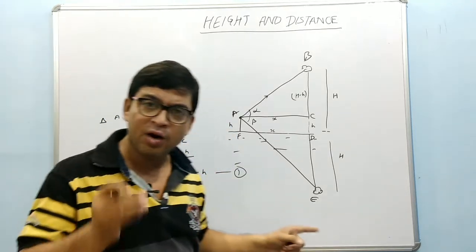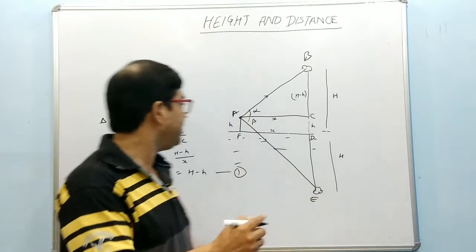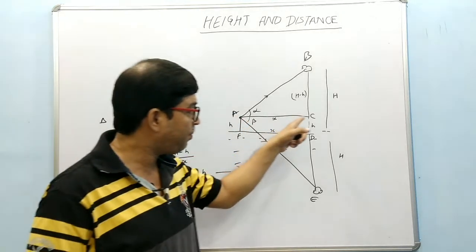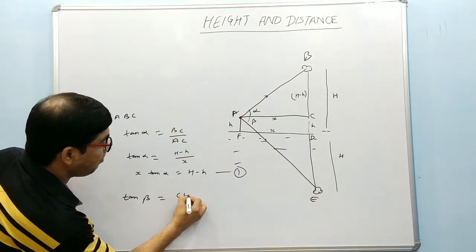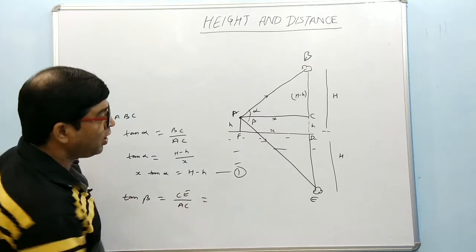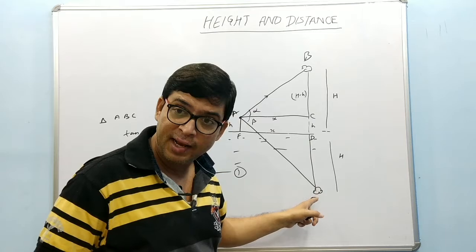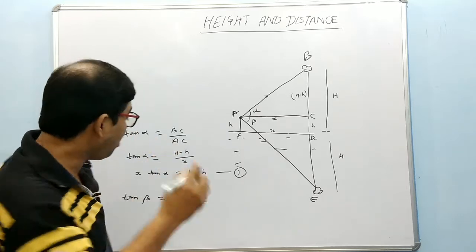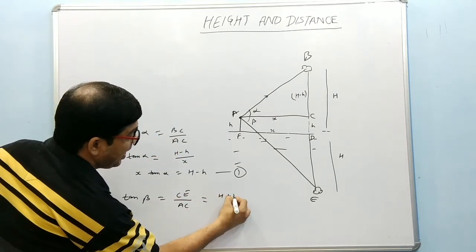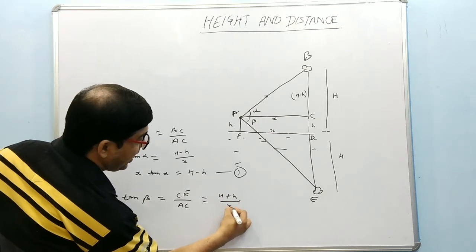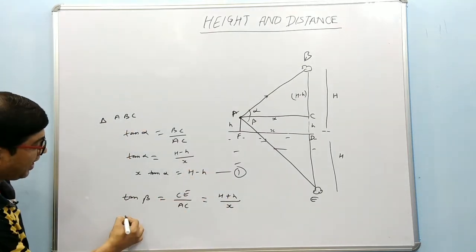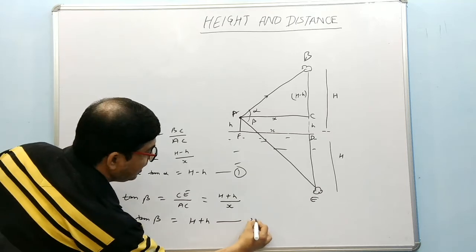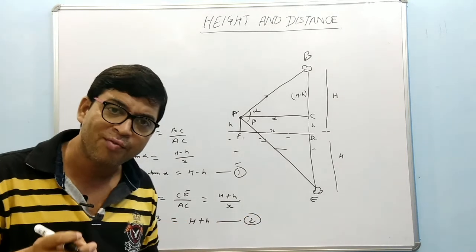Now another triangle of concern is triangle ACE. In that we will write tan beta is equal to, what is the perpendicular here? CE. CE by the base AC. What is CE? You know, this is capital H, this is small h. So CE is capital H plus small h. That means H plus h, and AC we know it is x. So another relation we got: x tan beta is equal to H plus h. Solve them simultaneously, you will get the value of the variable.